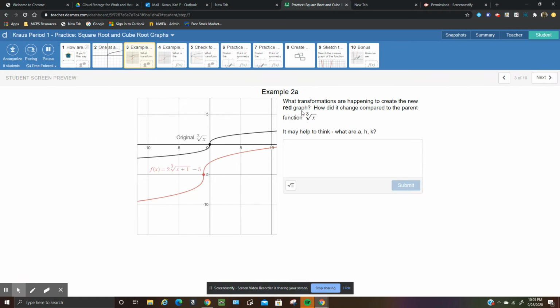All right. What transformations are happening to create the new red graph? How did it change compared to the parent function, which is the cube root of X? So here's the original, and here is the transformed graph right here. So in this case, A equals 2. So dilation by a factor of 2 with respect to the x-axis.